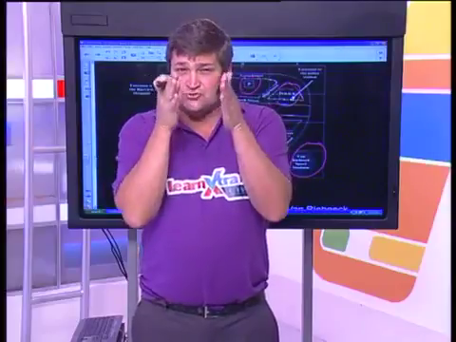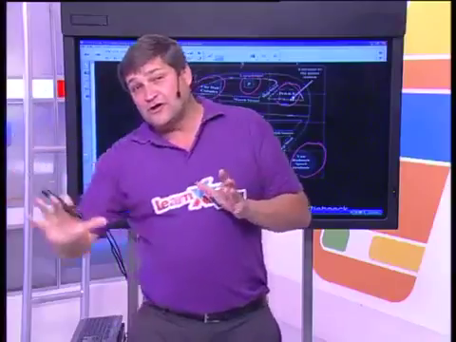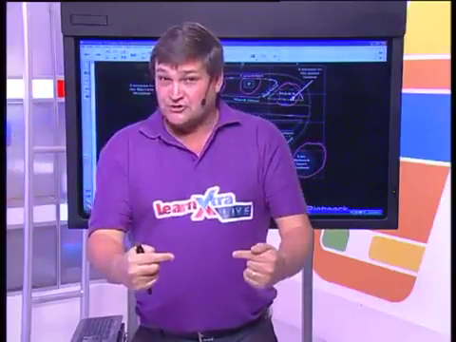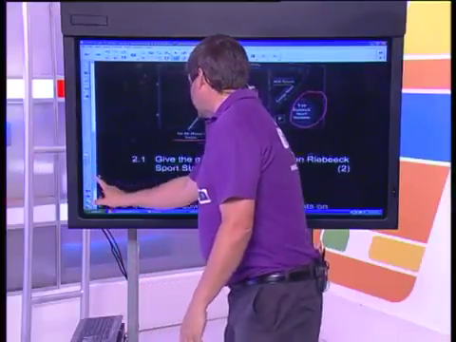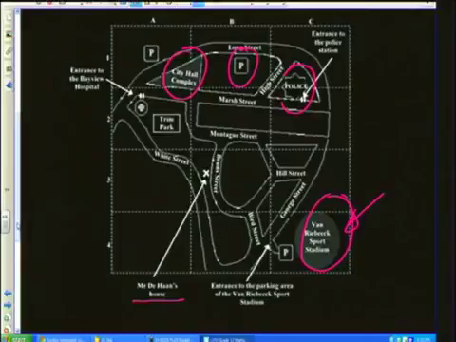All right. So I've got an overview of my map. Now that I have that overview, I'm going to look at the actual question. Hopefully, by having had an overview look at the map before even looking at the questions, when I get to the question, I'm going to have a good understanding, and maybe I'll even know the answer before I've even read the question. Let's have a look. Question one: give the grid reference of Van Riebeek Sports Stadium. Now remember I said, hey, there's Van Riebeek Sports Stadium. Now what's the grid reference?